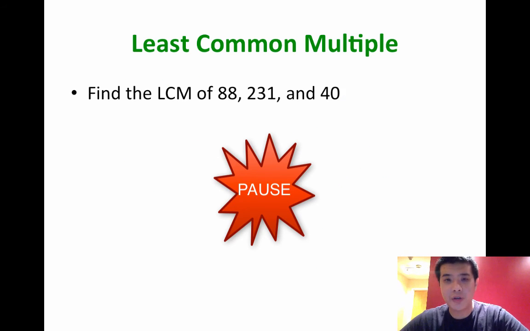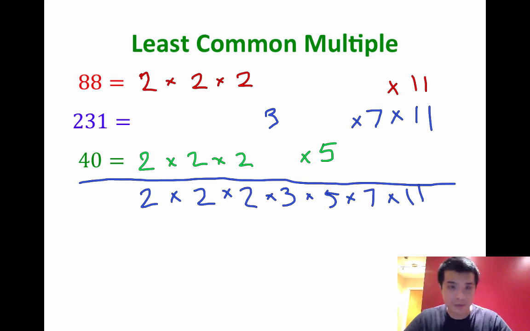I want you to pause the video again and try this last example. This one has 3 numbers that we need to find the least common multiple of, but the process is exactly the same. If you found the prime factorization correctly, you'd find that 88 is 2 times 2 times 2 times 11, 231 is 3 times 7 times 11, and 40 is 2 times 2 times 2 times 5, giving the least common multiple of all 3 numbers to be 2 times 2 times 2 times 3 times 5 times 7 times 11.